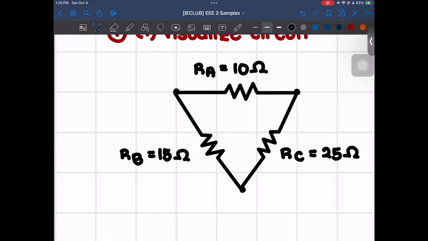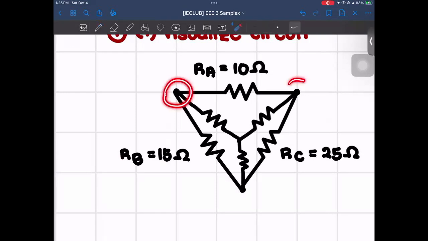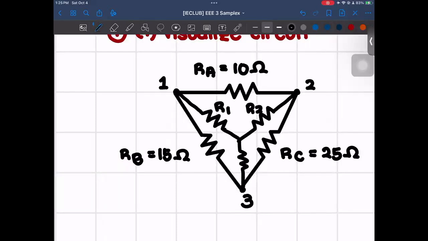And then we actually have to convert this into the Y-connected equivalent resistance. So that would mean that it would look somewhat like this. And then let's just say these particular points would be 1, 2, and 3. So this would be 1, this would be 2, this would be 3. And this will be R1, R2, and then this one will be R3.